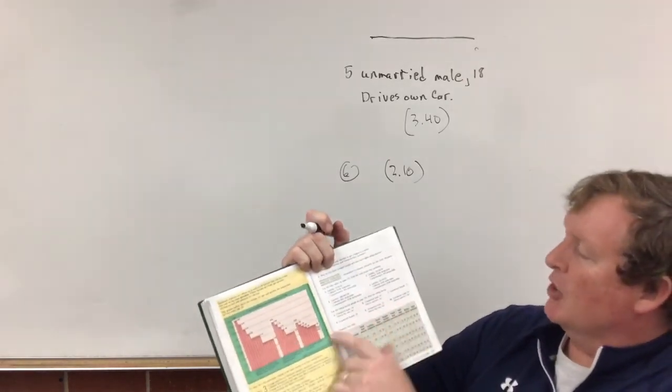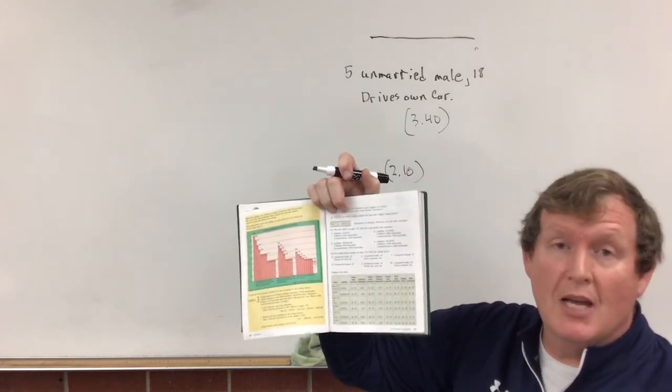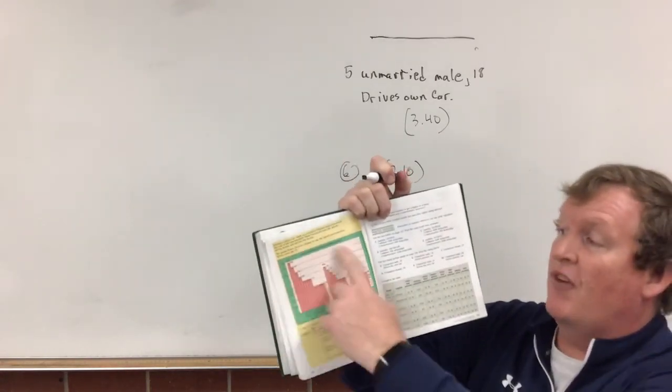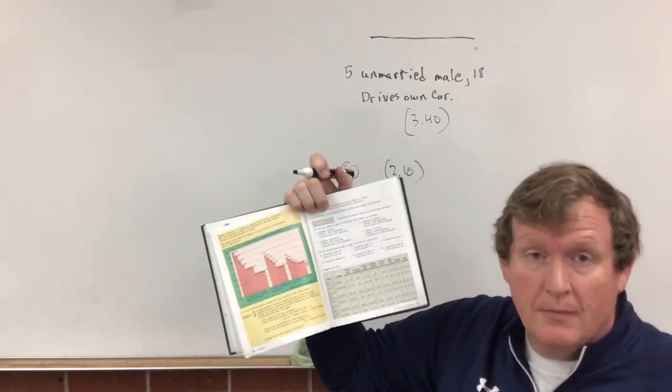Number 7, 8, 9, and 10 are just like that. It shouldn't take you any time at all to look up the risk factor for the rest of those from that chart. And that's all you do.